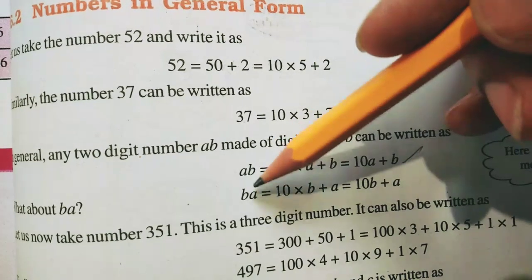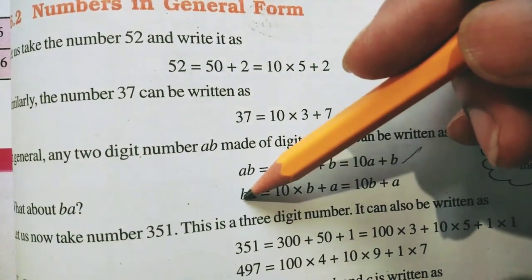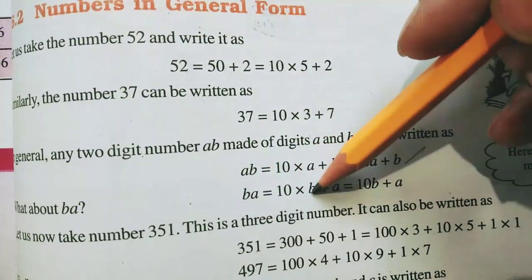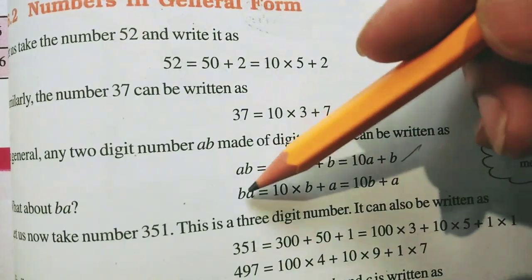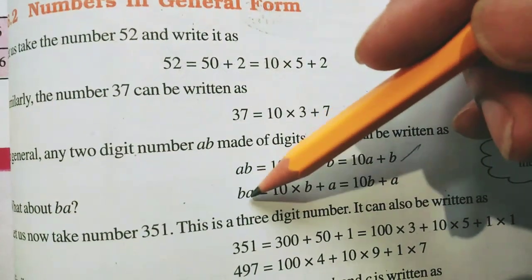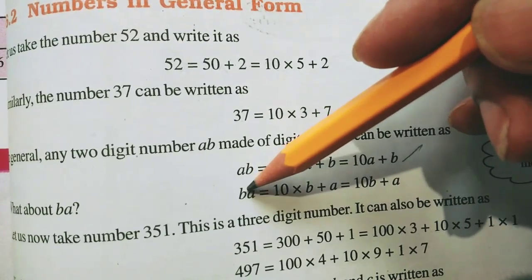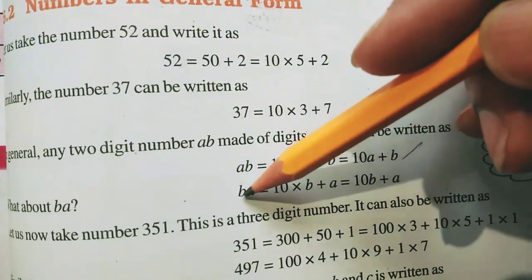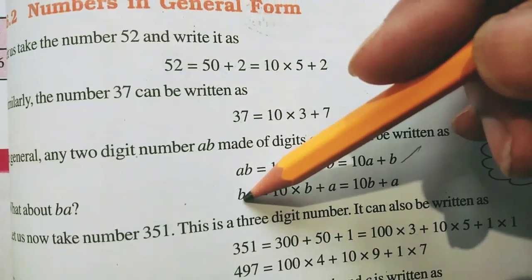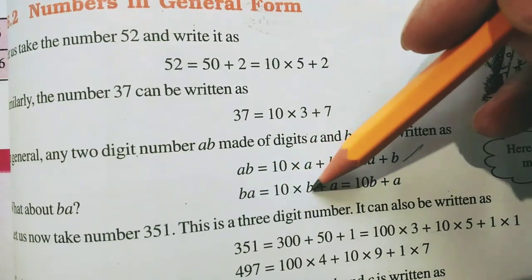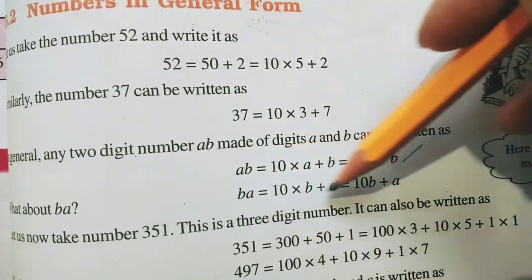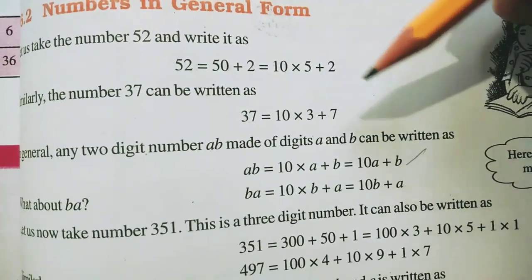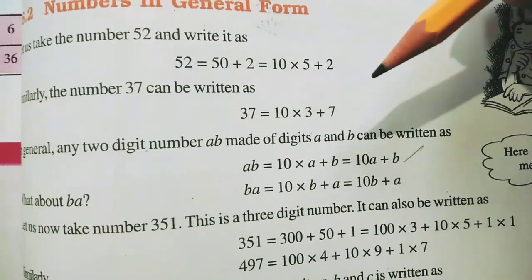And when we reverse the number to BA, now B is in the tens place and A is in the ones place. So B will be multiplied with 10. So 10 into B plus A, so 10B plus A. So it is reversing the digits. When you reverse the digits, the places of the digits will also be reversed. So whatever digit is in the tens place, it will be multiplied by 10, 10 into B, and what is in the ones place is only written as it is, plus A. So are you understanding or not? This is a very important concept.